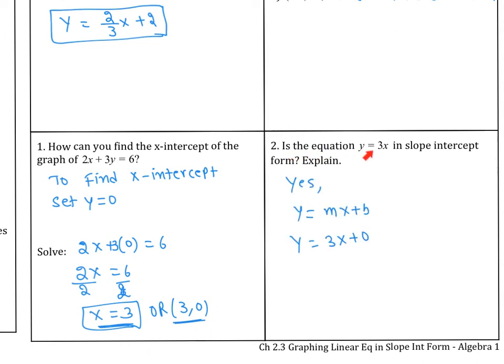Is the equation y equals 3x in slope-intercept form? Explain. Yes, it is in slope-intercept form, where slope-intercept form is y equals mx plus b, and this is given as 3x plus 0, where the slope is 3 and the y-intercept is 0. So this is in slope-intercept form.